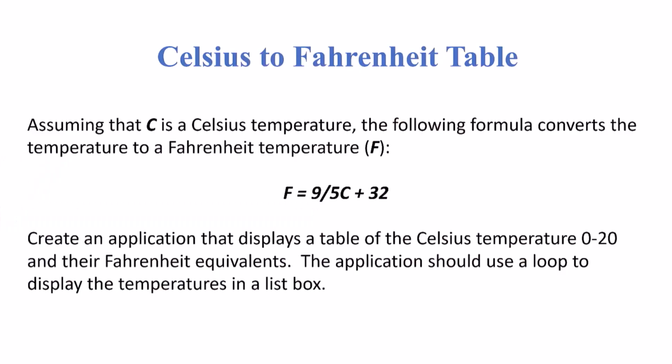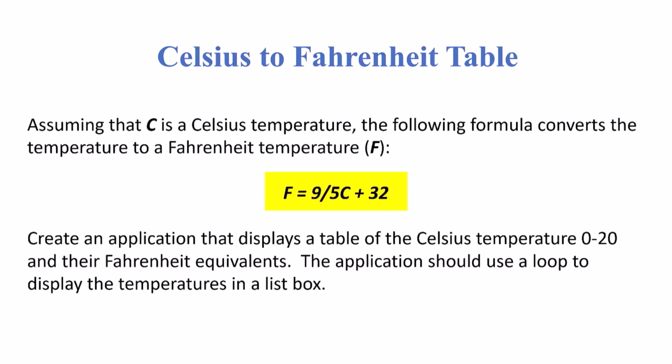So we're looking at this. We're going to assume that C is a Celsius temperature. And the following formula converts a Celsius temperature to a Fahrenheit temperature, F. So F, or Fahrenheit, equals 9/5 times C plus 32. That's simple. If you're not good at math, no problem. The formula is right there. We'll just plug in some numbers and this thing will work. How you set it up is what you're going to be learning here.